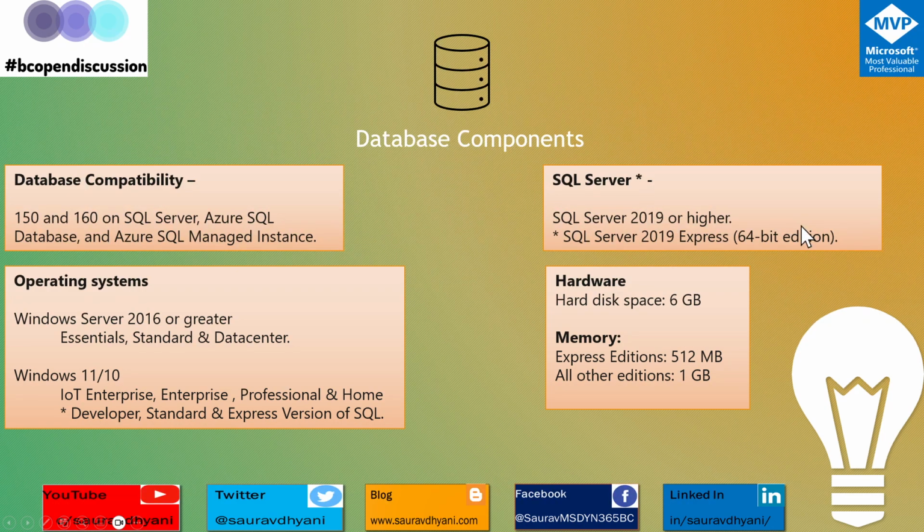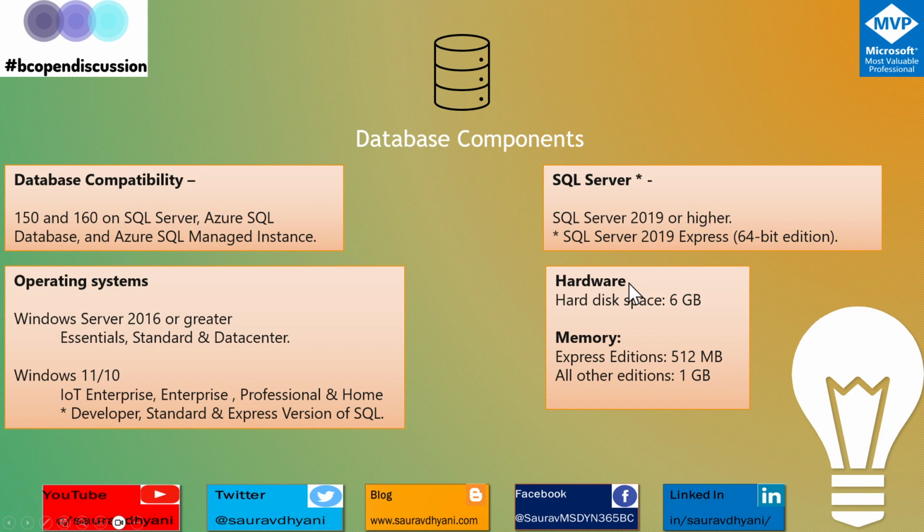Now, when you are talking about SQL Server, there are some system requirements for SQL Server. You can install SQL Server 2019 on Windows Server 2016 or higher, and the only supported versions are the Essentials, Standard, and Datacenter versions of Windows Server. You can also install SQL Server 2019 on a Windows 11 or Windows 10 machine only with the following editions: Developer Edition, Standard Edition, and Express, and the Professional and Home versions here.